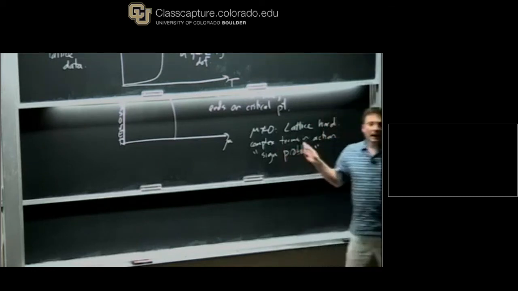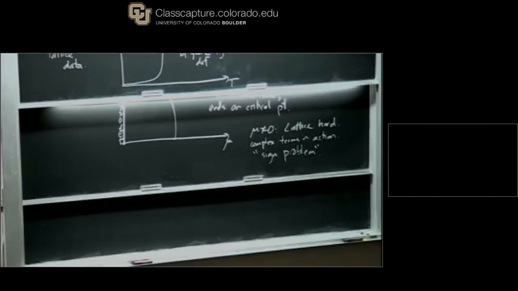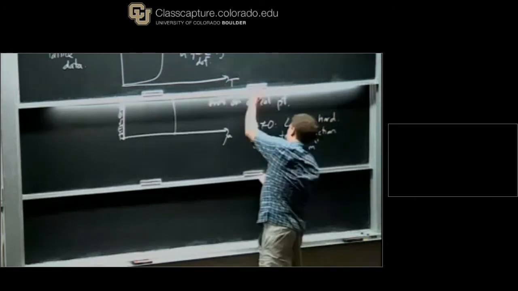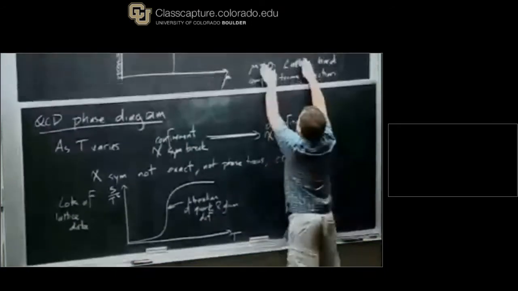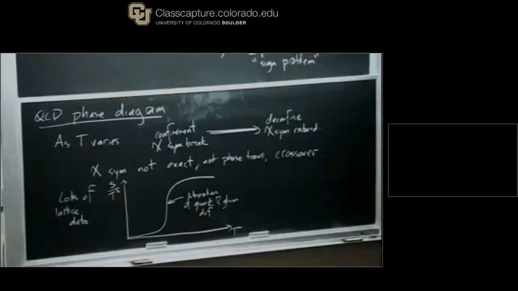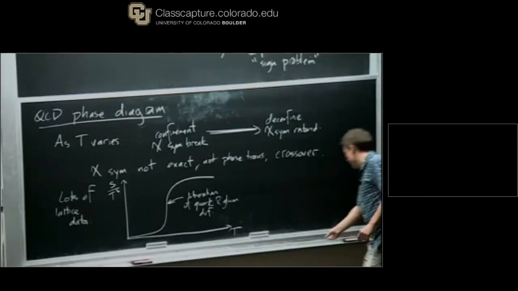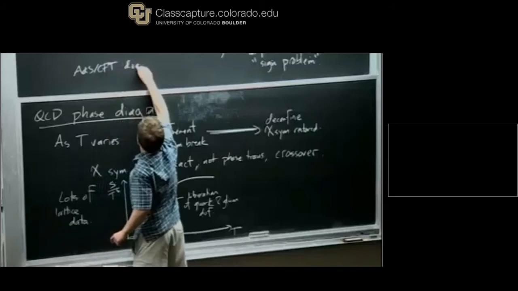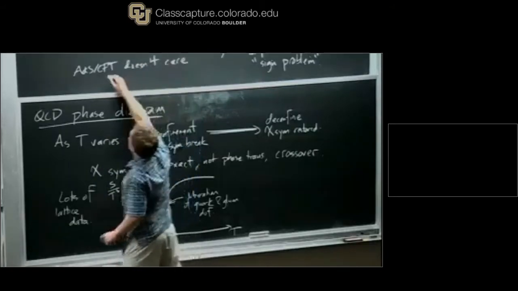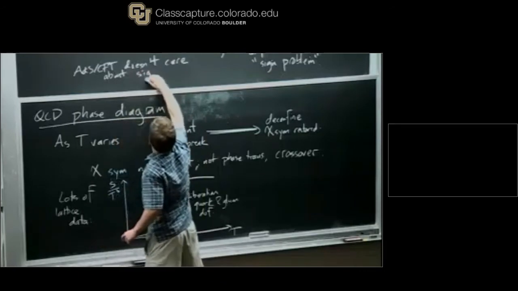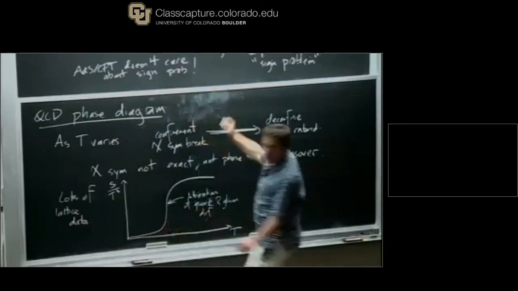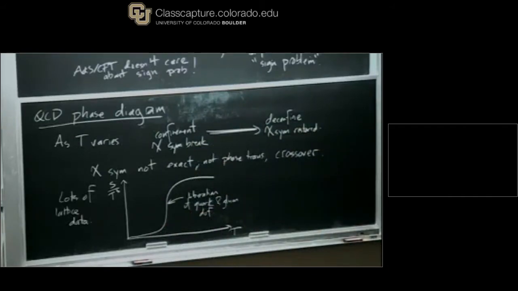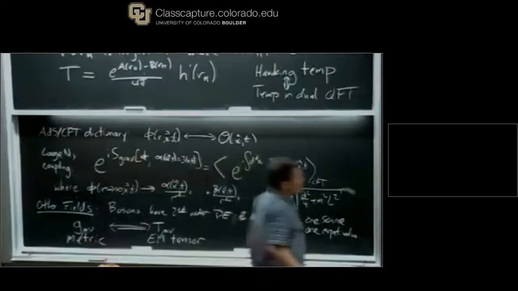But this just means that lattice QCD, which works so well without the chemical potential, starts having a lot of trouble with a chemical potential turned on. So that's where AdS/CFT can rear its head here, because AdS/CFT does not care about the sign problem. So there's an idea that maybe if we could build a holographic model of at least part of the QCD phase diagram, it would not suffer from any difficulties moving off the T-axis.